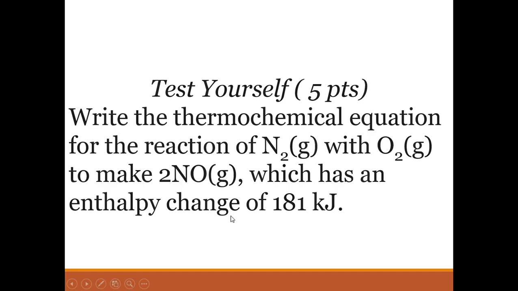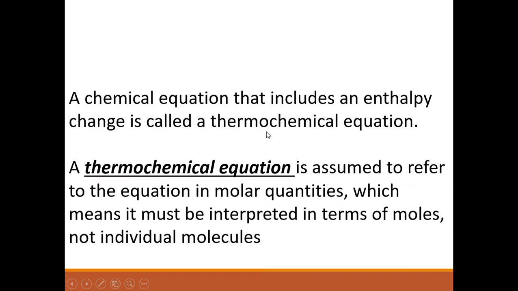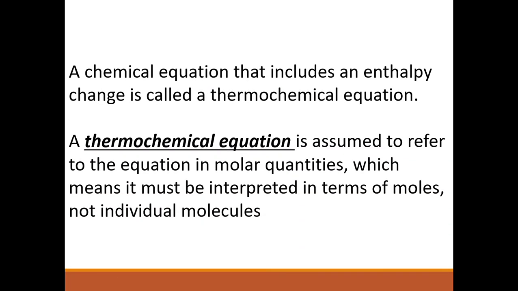So how do we write the thermochemical equation for this? The answer is N2 gas plus O2 gas yields 2NO gas. We write the delta H, that is equal to 181 kilojoules. That's it. So a chemical equation that includes an enthalpy change is called a thermochemical equation.